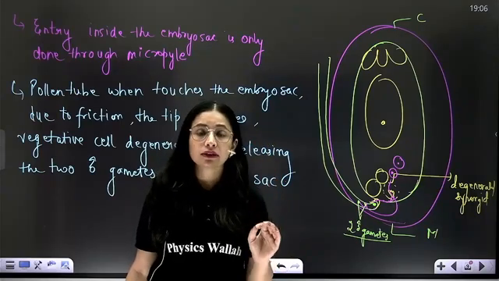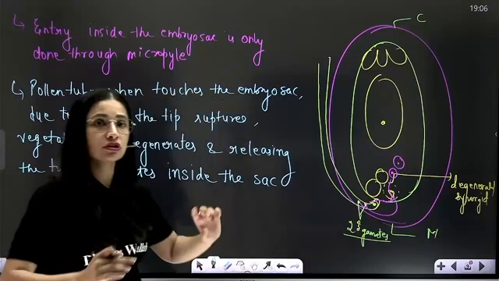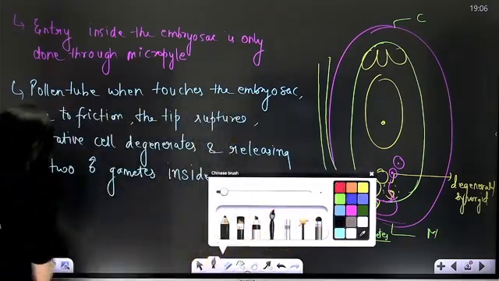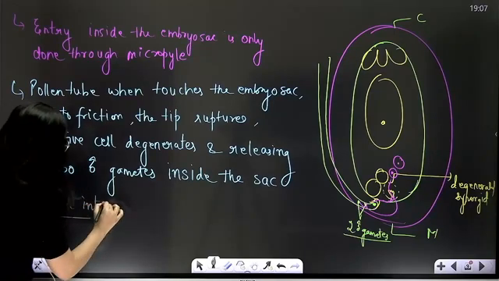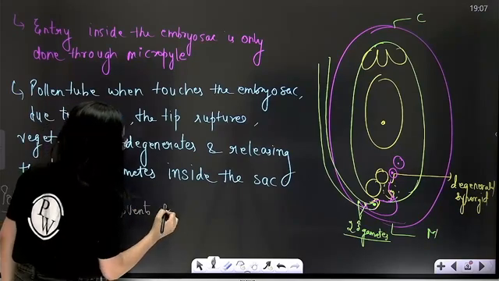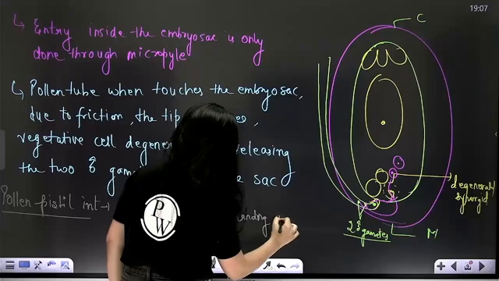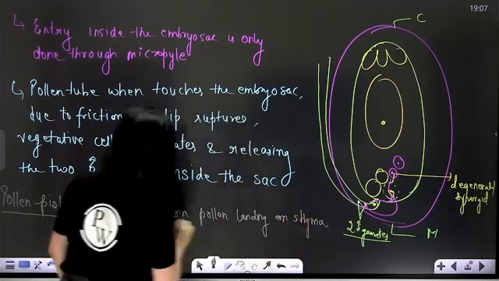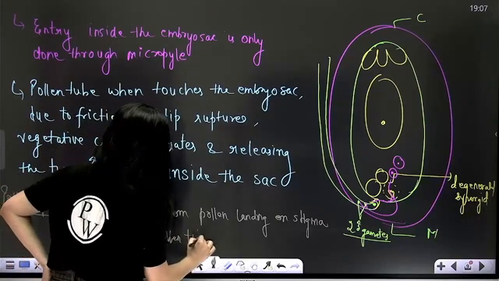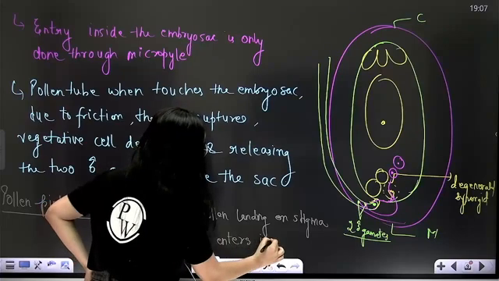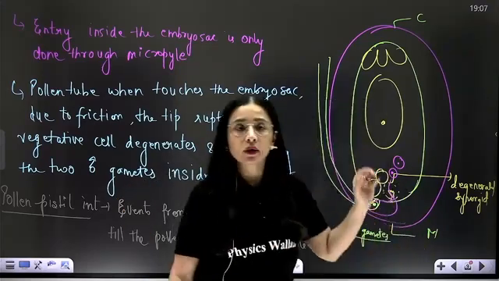Pollen-pistil interaction simply means all the events which start as soon as the pollen grain lands on the stigma till the pollen tube enters inside the ovule. So this is all about your pollen-pistil interaction. So how will you define pollen-pistil interaction? Pollen-pistil interaction means events from pollen landing on stigma till the pollen tube enters inside the ovule, not the embryo sac. All those events are called pollen-pistil interaction.